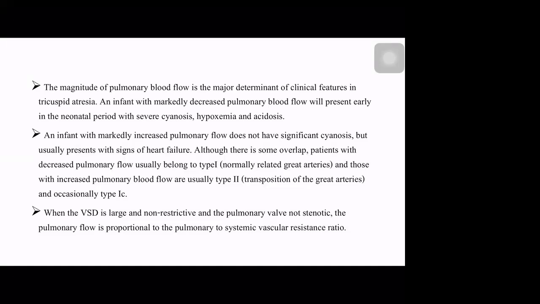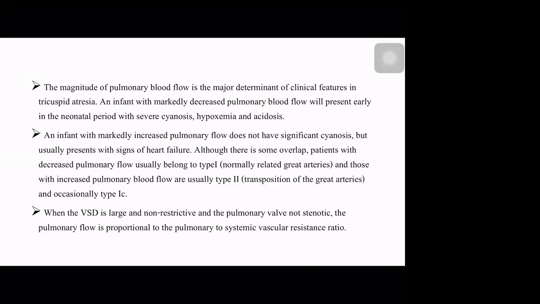An infant with markedly increased pulmonary blood flow because of absence of any pulmonary stenosis or atresia does not have significant cyanosis, but usually presents with signs of heart failure because of pulmonary over-circulation. Although there is some overlap, patients with decreased pulmonary flow usually belong to type 1, and those with increased pulmonary blood flow are usually type 2, and occasionally type 1C.